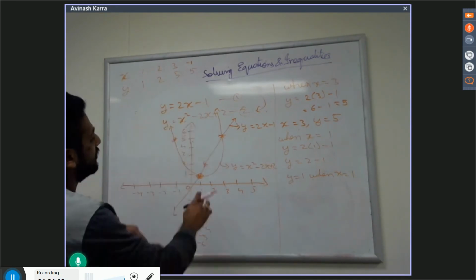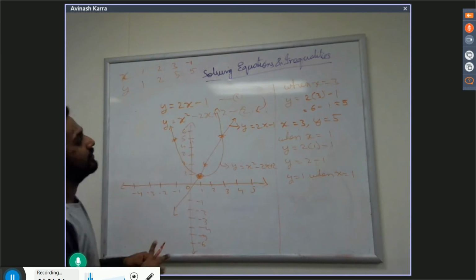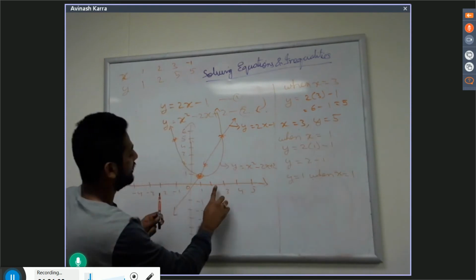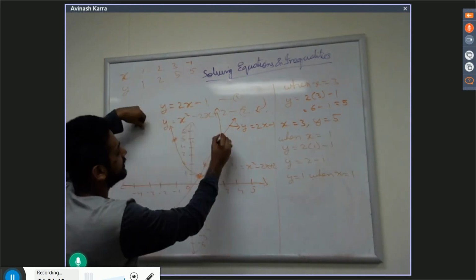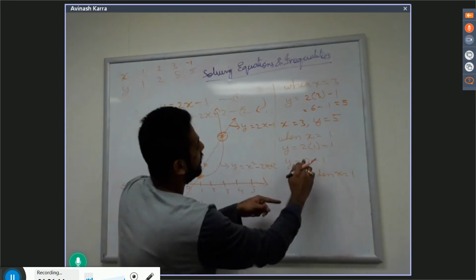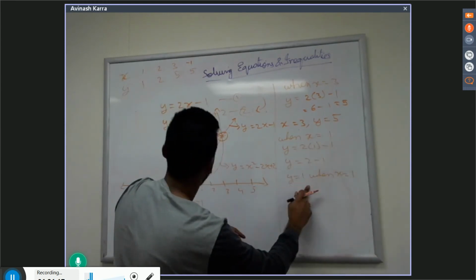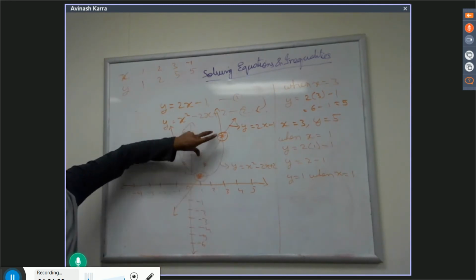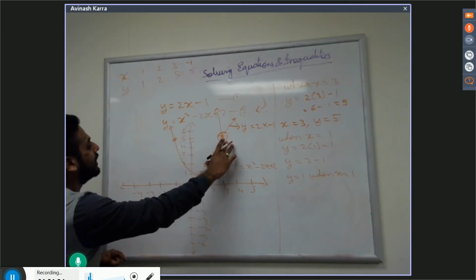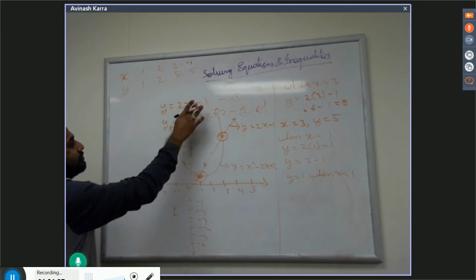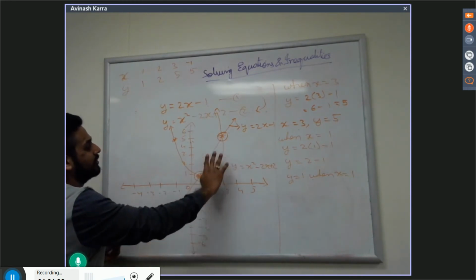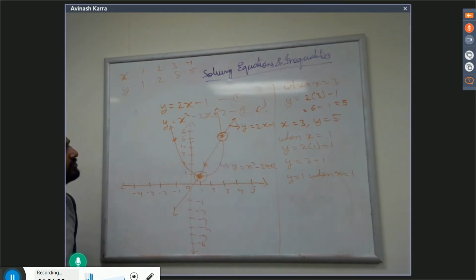And when you solve the equation, you got 2 points, right? When x equal to 3, y is equal to 5. When x equal to 1, y equal to 1. These are the points where they intersect. So these are the points where both equations are satisfied. Did you understand what I'm saying? Yes.